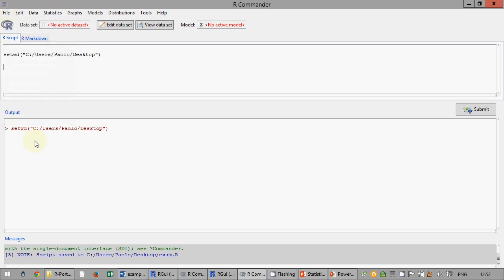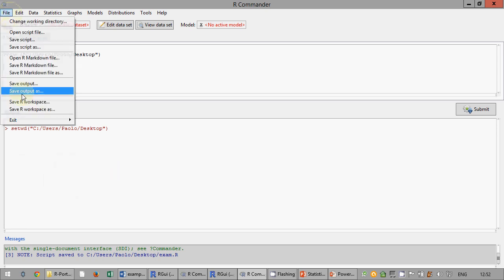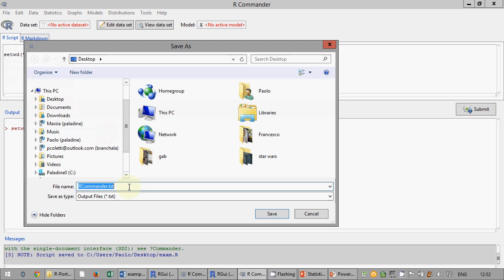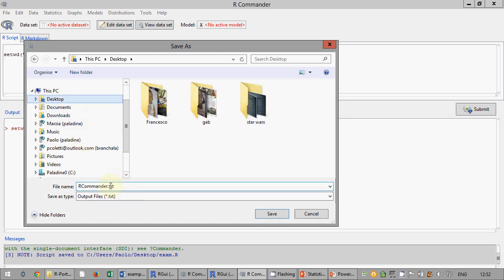If you want to save the output, sometimes I ask you to save the output because you have built tables here and I need to see them. Save output as. You can see the output has an extension. Go to your desktop. The output has an extension txt. If you don't see it, go to the precourse. Don't try to put it manually. You must see it here and here.